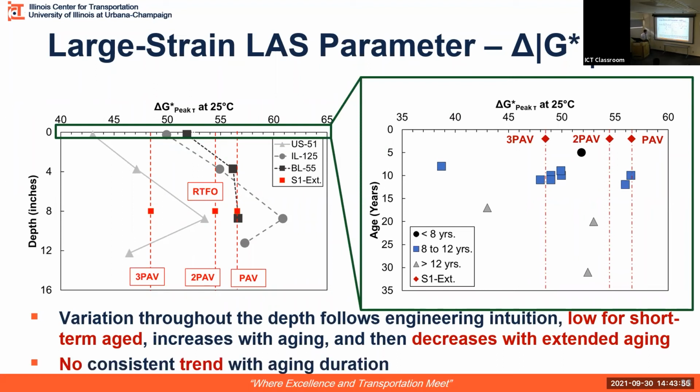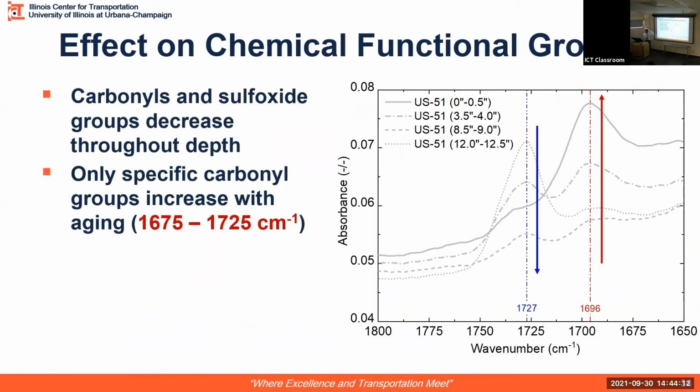So again, no consistent trend, which makes sense because these are tested at much larger strains, and so chemistry also plays a role. Some are polymer modified, and polymer modified binders behave differently, especially when you subject them to larger strains. When we looked at the chemistry, remember I mentioned that we omitted one of the carbonyls. We see that with aging, only a specific carbonyl increases, not all carbonyls. So this is something corresponding to oil-like behavior, which we don't anticipate to increase with aging.